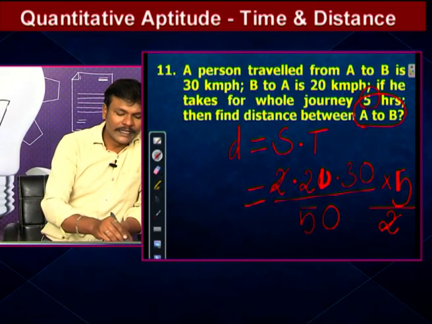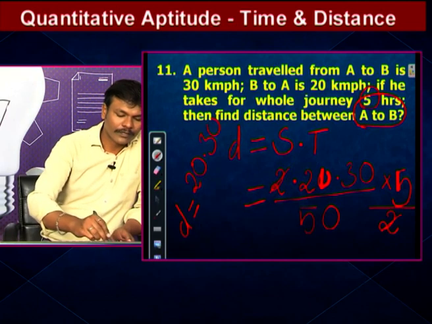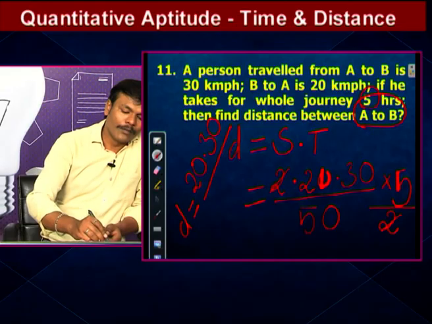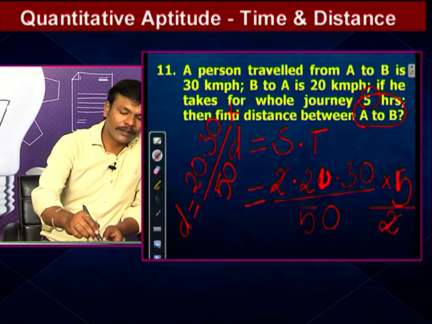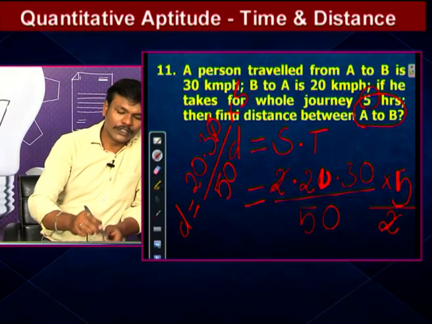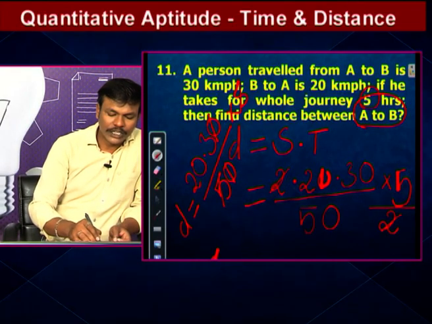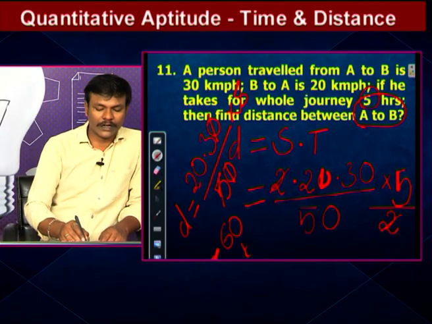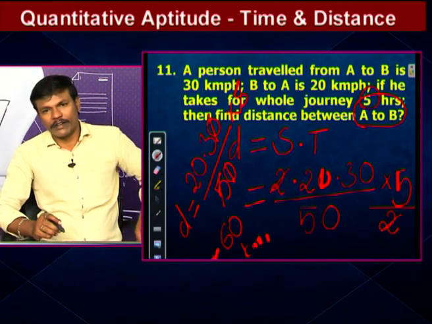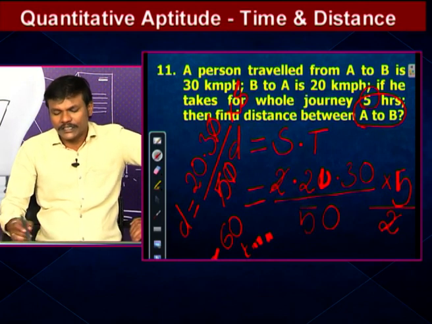directly D is equal to the two speeds, 20 into 30, by the sum of both speeds, 50, into time 5. Simple. Zero will be cancelled, 5 will be cancelled, 2 threes are 6, so 60. It is 60 kilometers he travelled. It is not per hour, 60 kilometers is travelled. Same as when it was divided by 2, the 2 will be cancelled, and you get 60 kilometers here also.